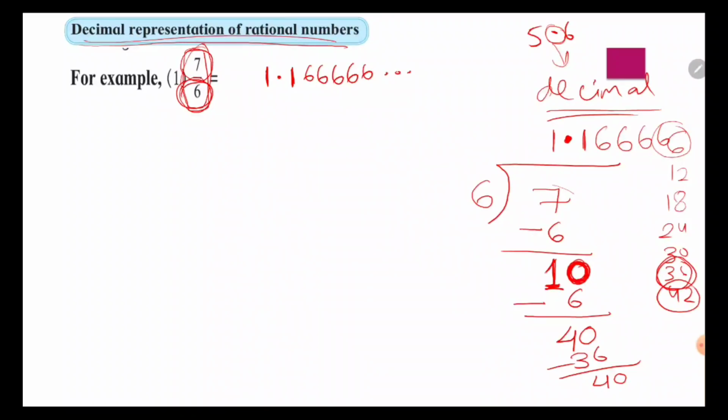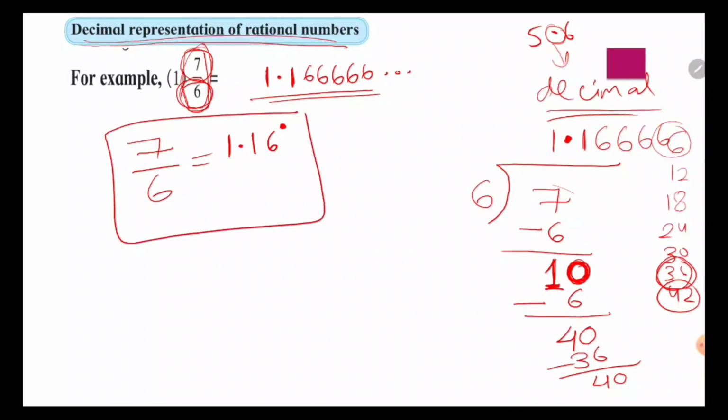Now how will we write this? We won't write it like this. We will write it like this: 1.16 with a dot on the 6. What does this dot represent? This dot represents that after the 6, the only number which is repeating itself is 6. So this is how you represent a rational number in the form of a decimal. This is your answer, and this should also be part of your written answer. You have to do this here and then at the end you have to show this.